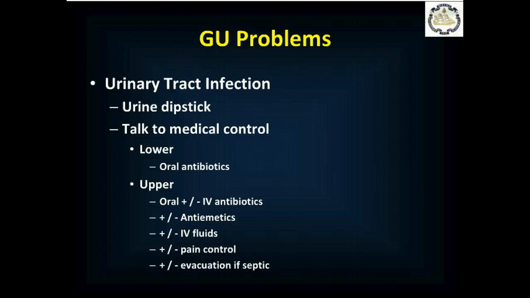So you talk to medical control, and if it's a simple lower infection, no fever, no systemic symptoms, oral antibiotics usually will work. If it's an upper tract infection, oral and maybe IV antibiotics. You may need anti-nausea medications. If they can't keep down fluids, they may need IV fluids. If they're very uncomfortable, they may need pain control, IV narcotics or oral narcotics. And if they're septic or very sick, they will need to be evacuated.